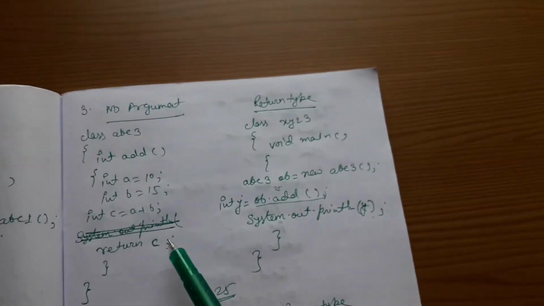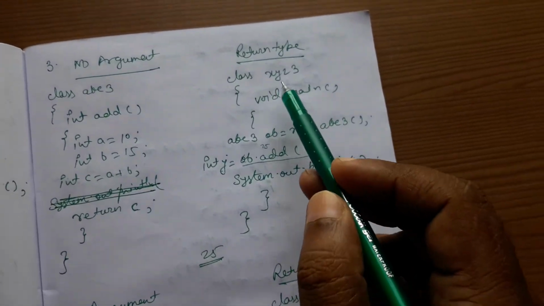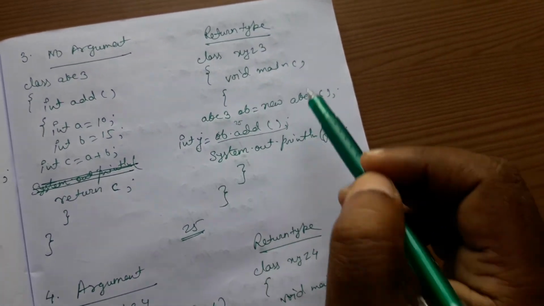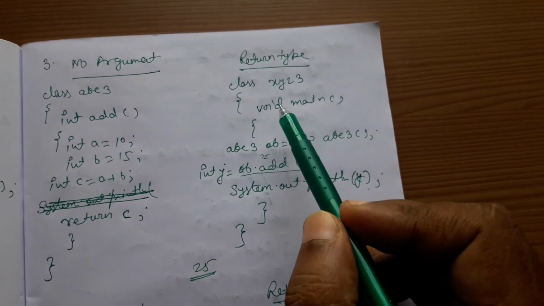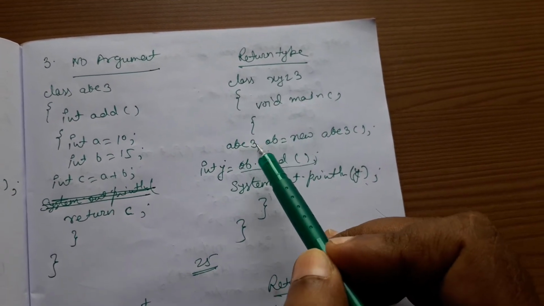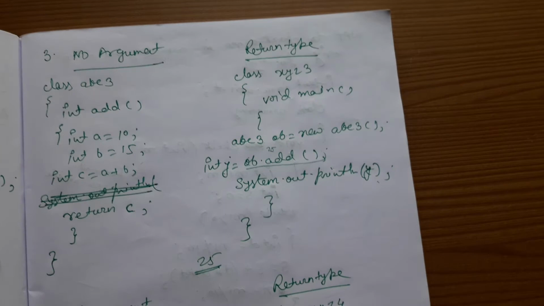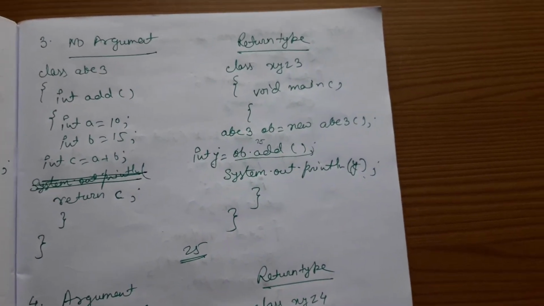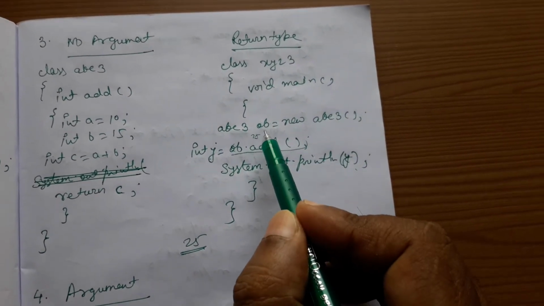Okay, why is it returning a value? First we have to call the function, so this function will execute first. So what is this? Void main, abc3 is the class name, abc3 ob equals new abc3, this is our object ob.